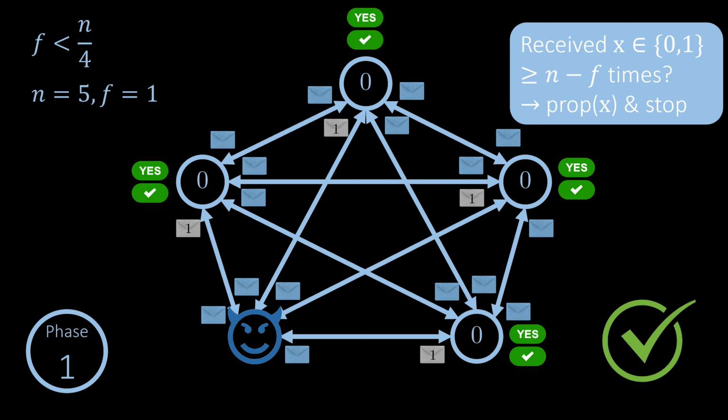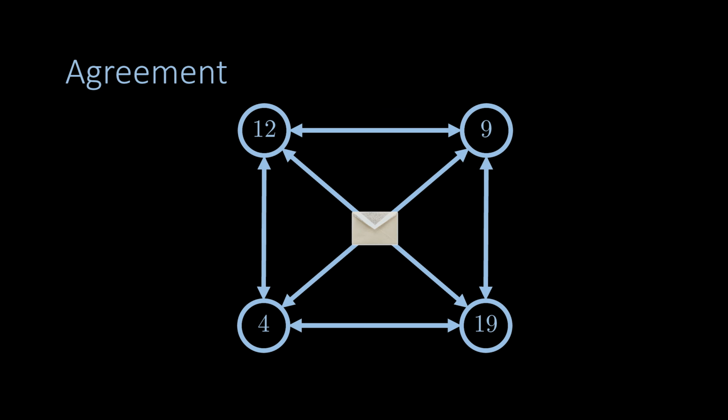As we can see, the execution was successful. Let's now show that the algorithm is correct, but that means we first have to define what properties the algorithm must satisfy. The first property is called agreement, which says that all nodes must decide on the same value at the end of the execution of the algorithm.